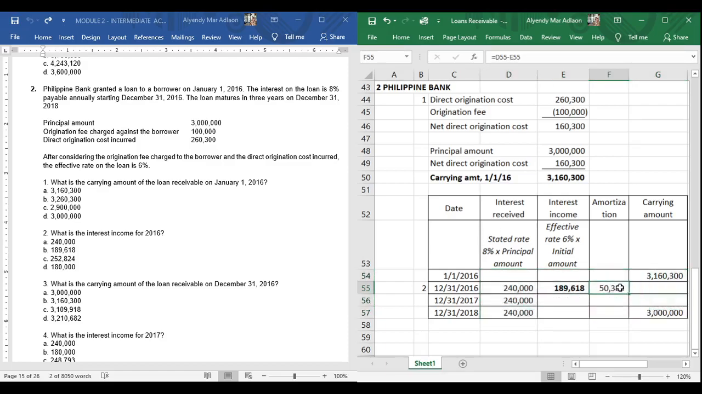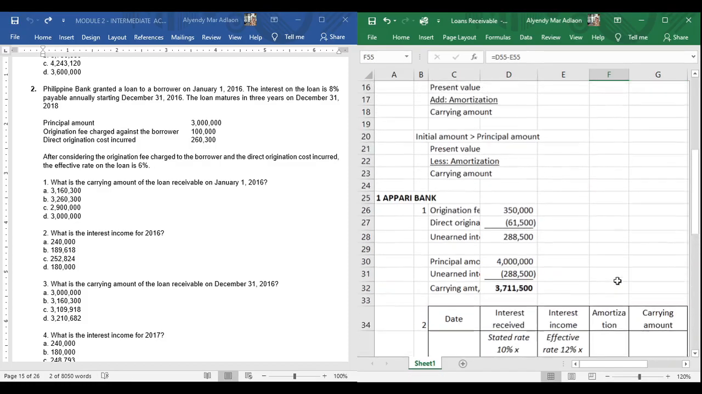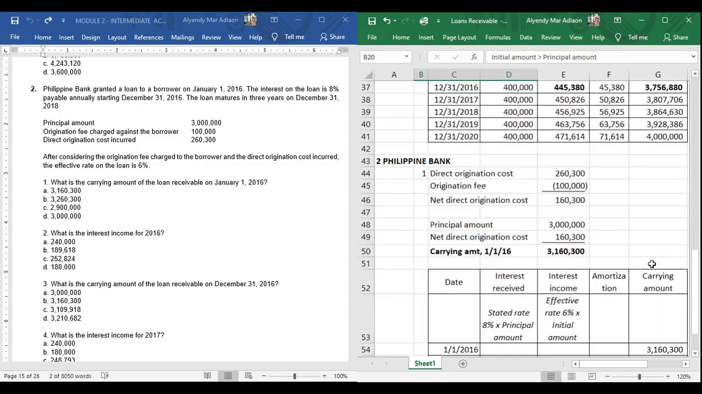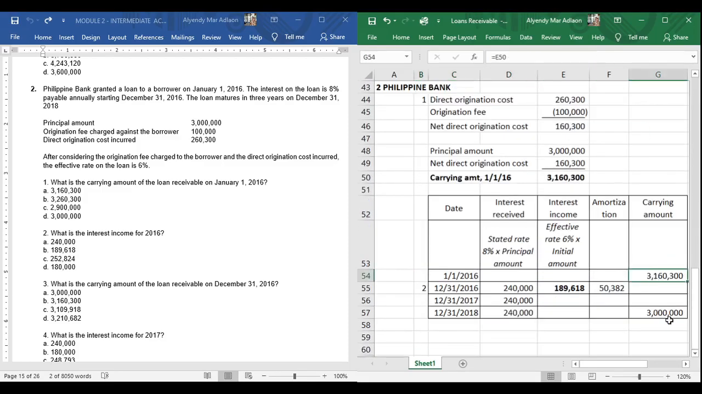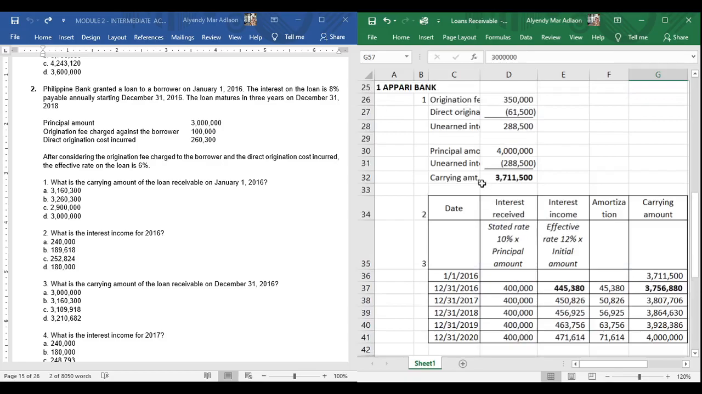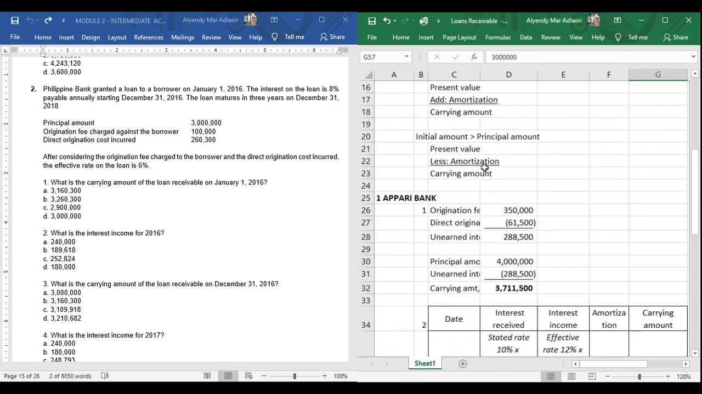But if you're going to follow the standard, if the initial amount is higher than the principal amount, the initial amount is 3,160,300, the principal amount is 3 million, so the initial amount is higher. Therefore, the amortization is to be deducted. Okay, initial amount, it's the same as the present value. So, it is to be deducted.